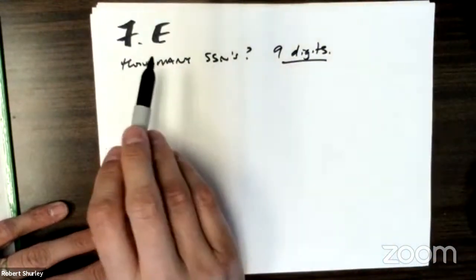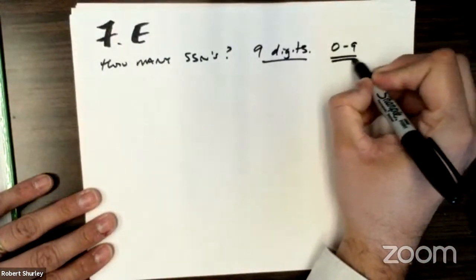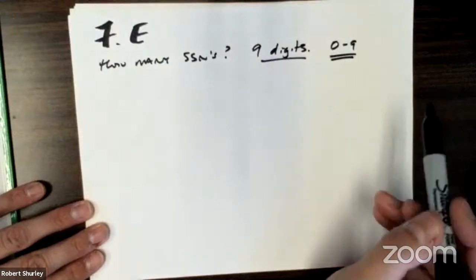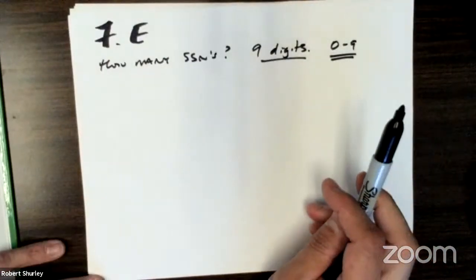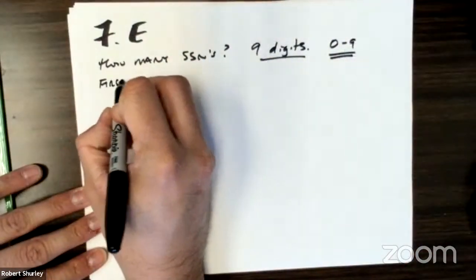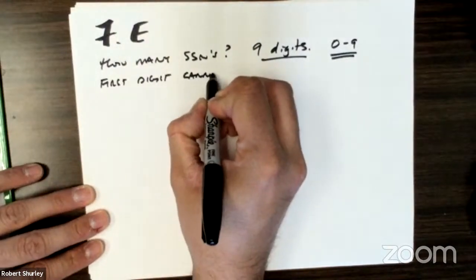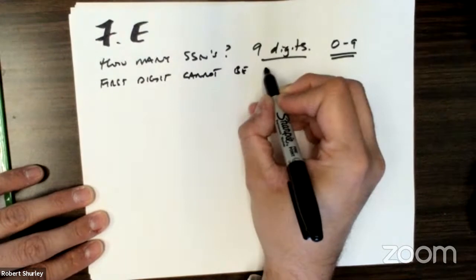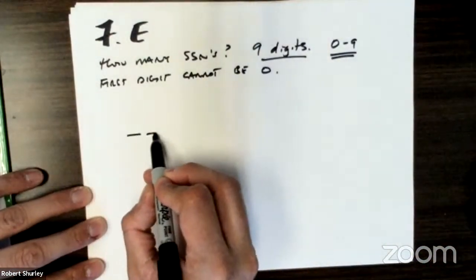Now, I'm going to assume that any digit can be 0 to 9. I don't know if it can start with a 0. It might not technically be able to start with a 0. Well, let's say it can't. Let's say the first digit cannot be 0.